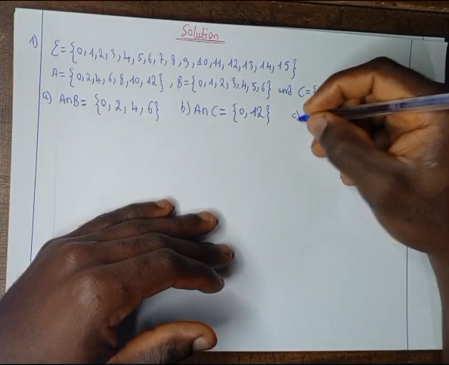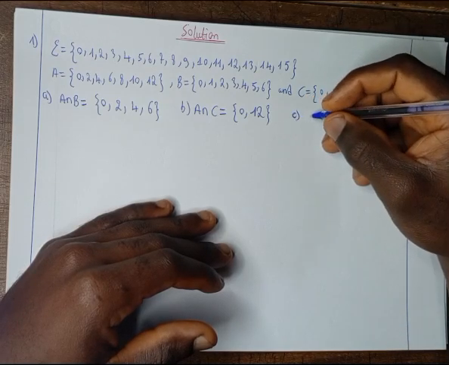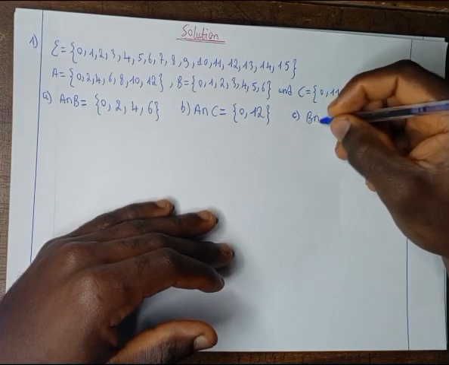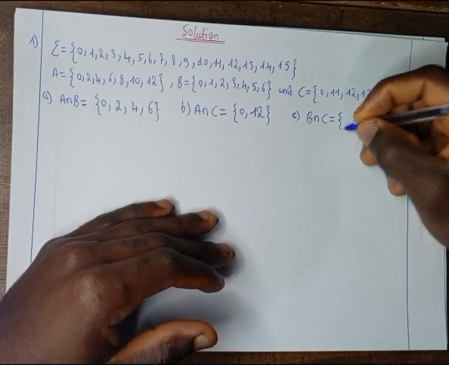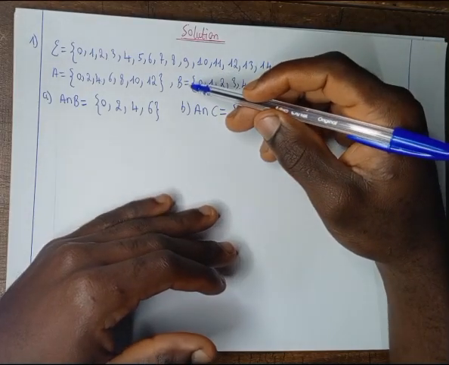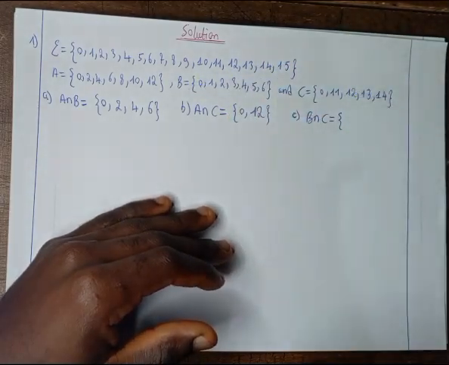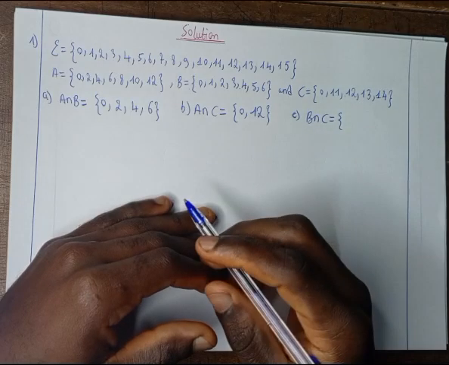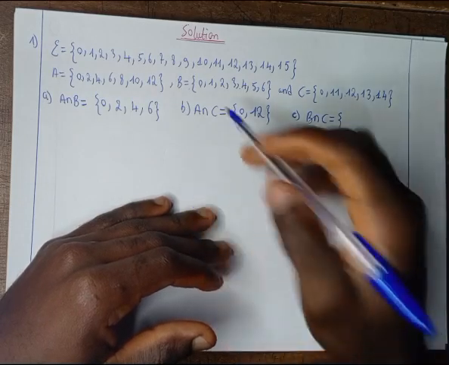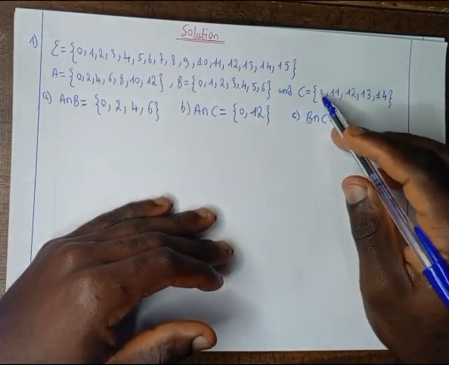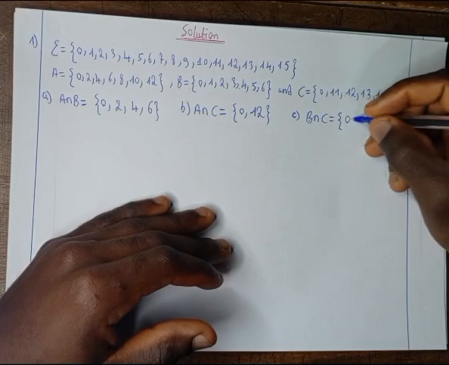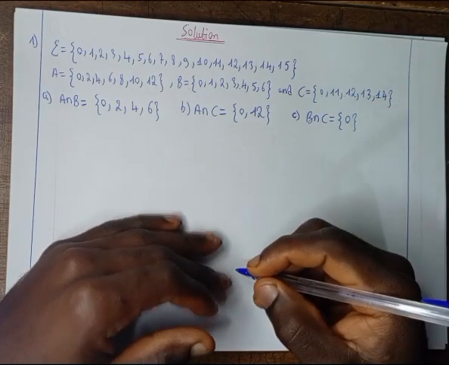Next we go now to question C. We have to write the elements of the set B intersection C. That means the elements we can see in the sets B and C. Looking at these two sets, the only element we can see which is common in the two sets is 0. B intersection C is simply equal to 0.